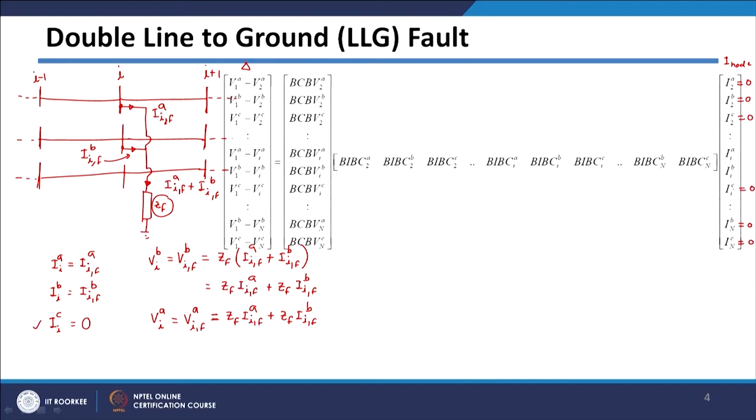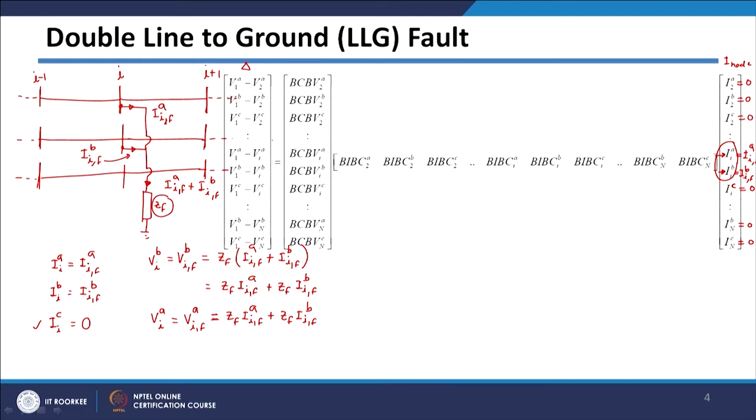So, C phase current will also be equal to 0, and however, these two currents will be present. So, this current is A phase and this is the fault current of B phase. So, only these two entries will exist there, which will be replaced by the fault currents in A phase and B phase, and all other currents will be replaced by 0.